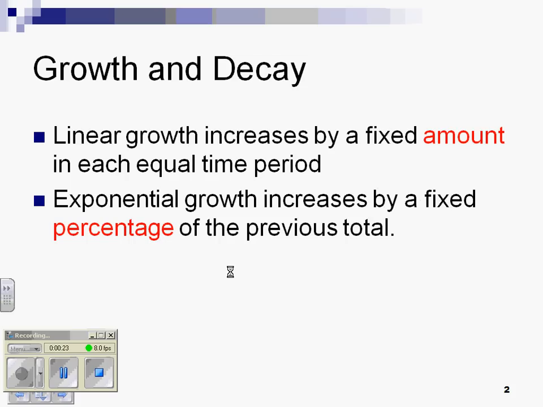So let's get started. First, growth and decay. Linear growth occurs when something increases by a fixed amount in each equal time period. Exponential growth, however, is when something increases by a fixed percentage of the previous total. So let me give you a couple of examples.